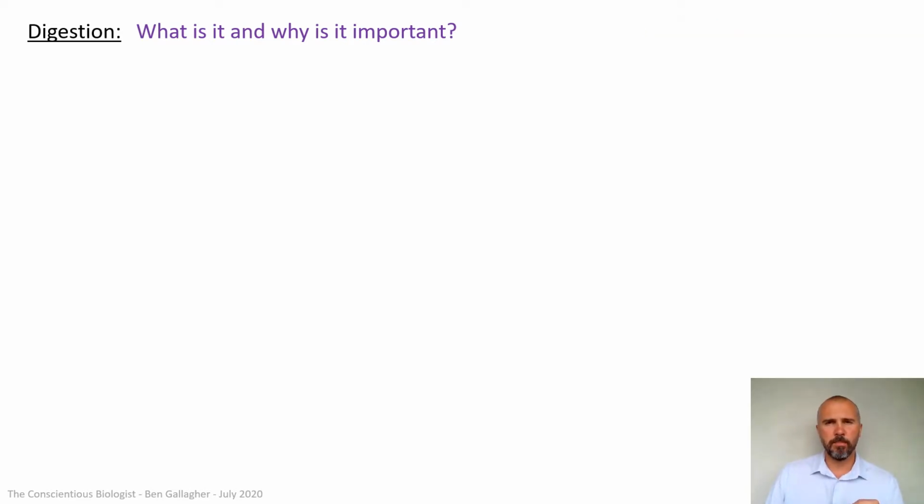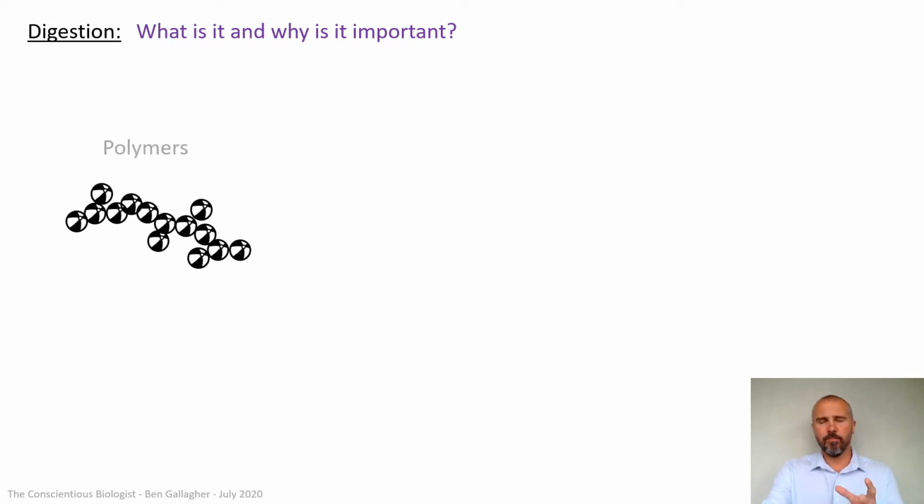So this one's probably the most important slide of this video. Let's look at the actual process and principle behind what digestion is. So we've already said that we get our nutrients from eating the cells of other organisms, and inside those cells will be the polymer molecules that those organisms have been using.